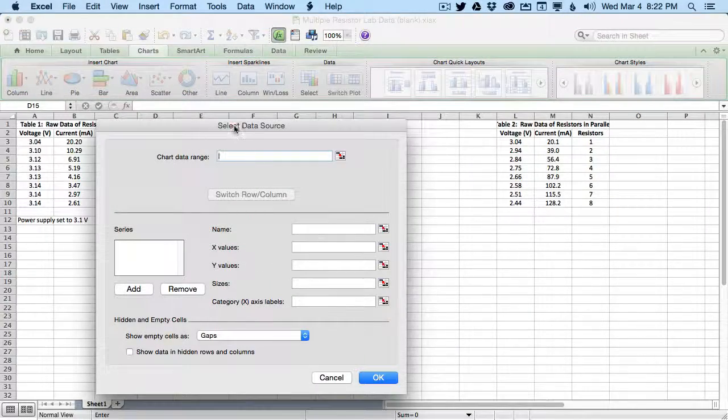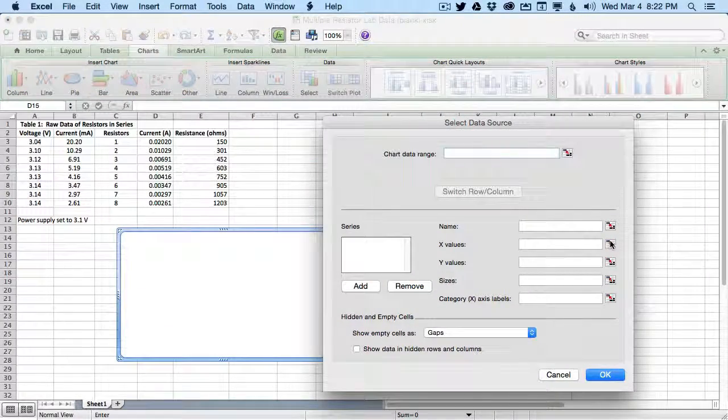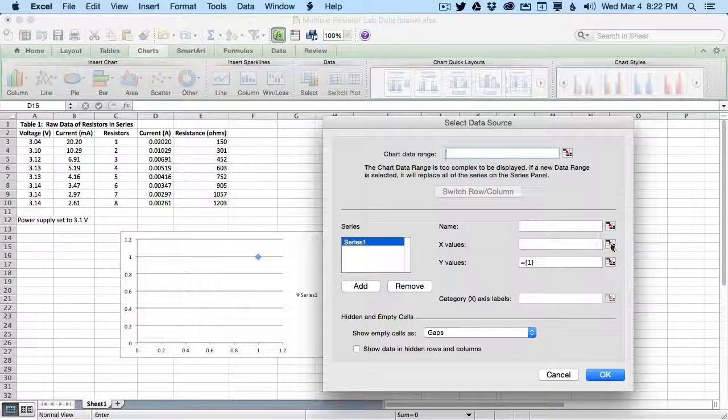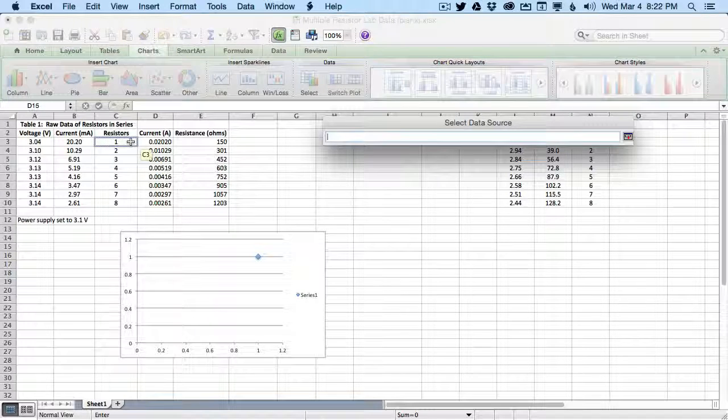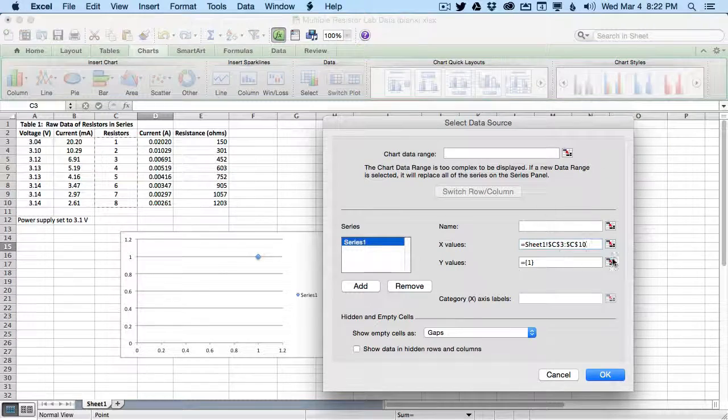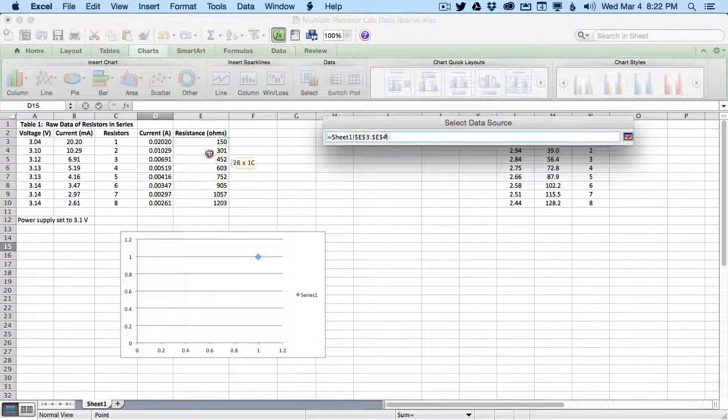I'm going to select my data, and let's add a series. A series is a set of points. My x value, of course, if I look at my equation, is the number of resistors, so we can select that easily. And then my y value is the total resistance. Select that.